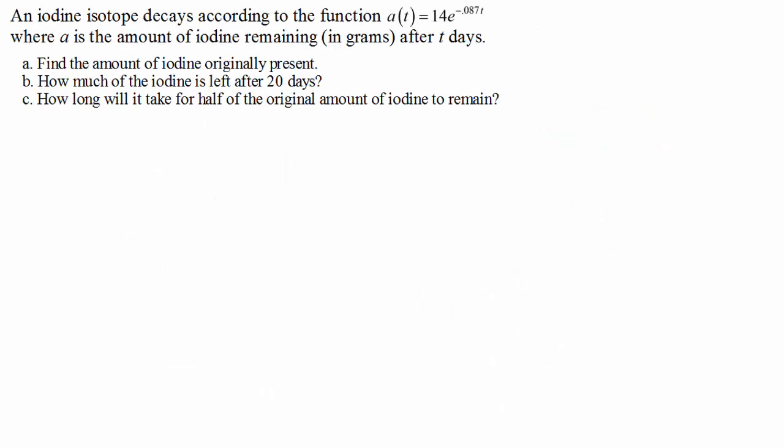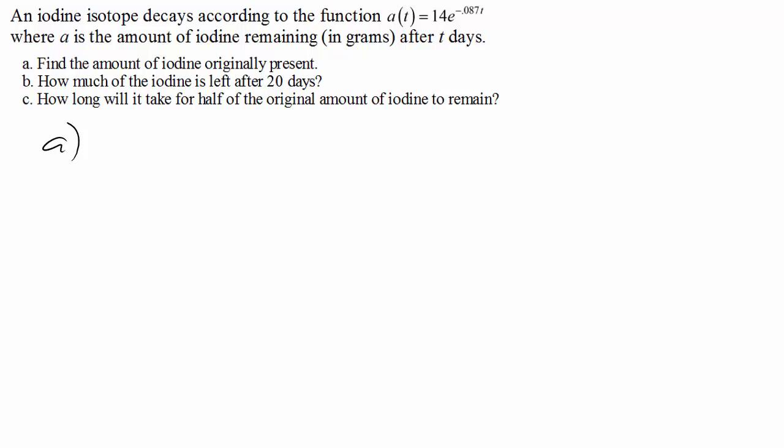In this problem, we have a radioactive iodine isotope that's decaying according to the function A(t) = 14e^(−0.087t), where A is the amount of the radioactive iodine that remains in grams after t days. Part A asks us to find the amount of iodine originally present. This is not such a big deal for part A.